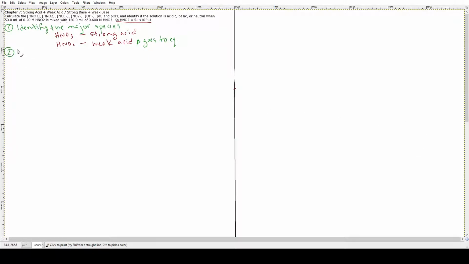Step 2, as always, is to write out the reaction or the reactions. In this case, we have more than one. We have HNO3, and since it completely dissociates, which type of arrow do we use? One-way arrow. And we have HNO2. What kind of arrow? It's weak, double-sided arrow.